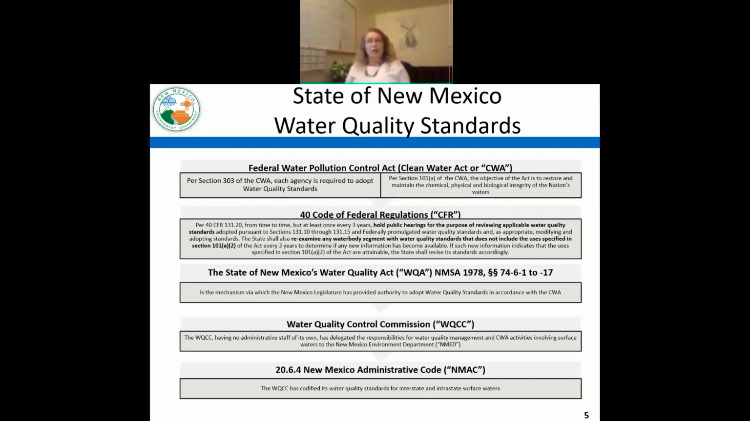Because these standards are codified under rule, any amendment to these standards must undergo a rulemaking process. And there are other state and federal regulations that guide this process, but one of the predominant requirements for rulemaking is conducting a public hearing. And as it pertains to the triennial review, the New Mexico Environment Department, being the technical support for the Water Quality Control Commission, is the lead entity to ensure a triennial review is conducted every 3 years.